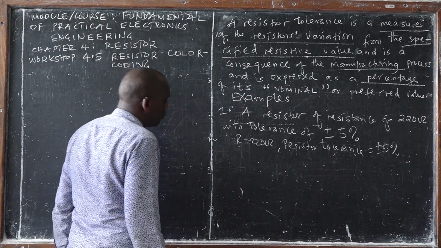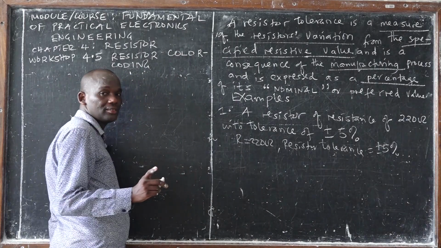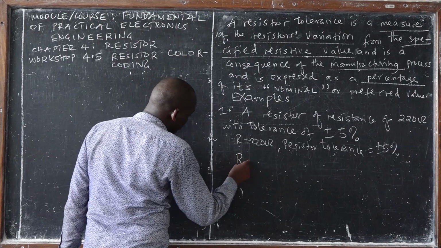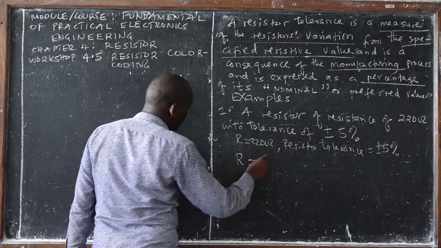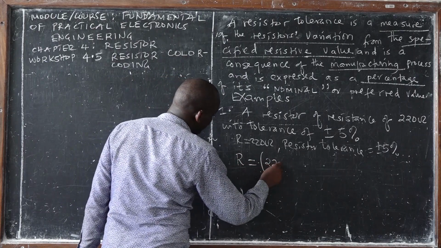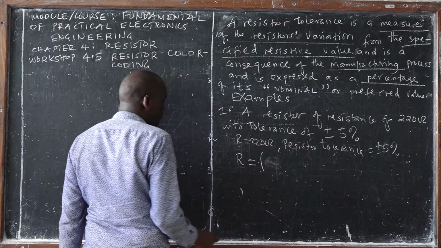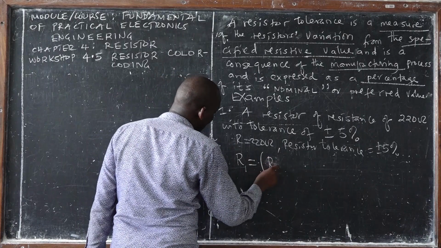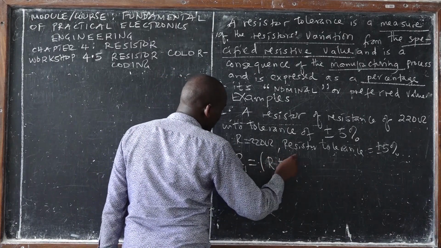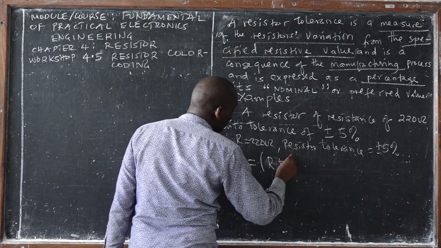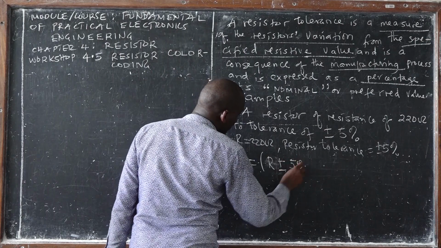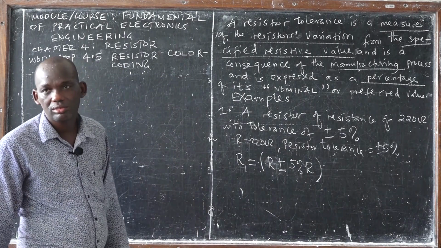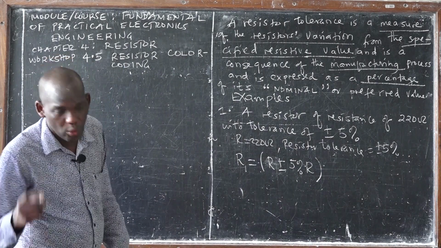Look, this is the formula. The actual value or the measured value of the resistor will be what? 220, or it means that this is the formula. Let's say R1, stop writing. This will be equal to R plus or minus the tolerance. It means that we say, let's say 5% of R. Right?